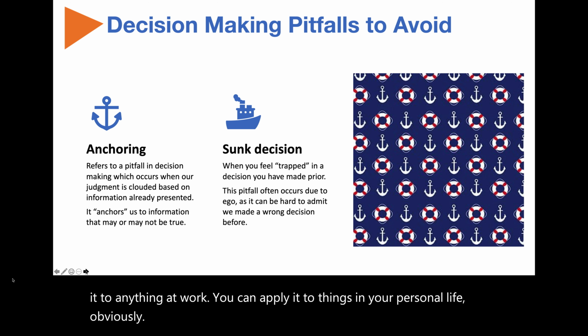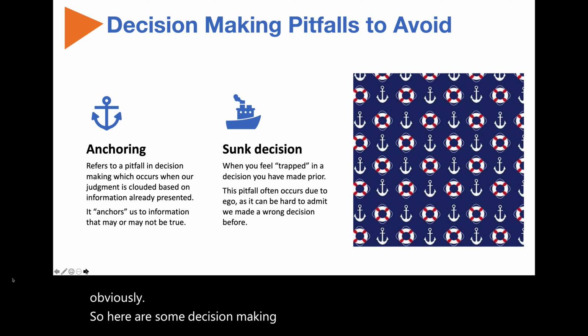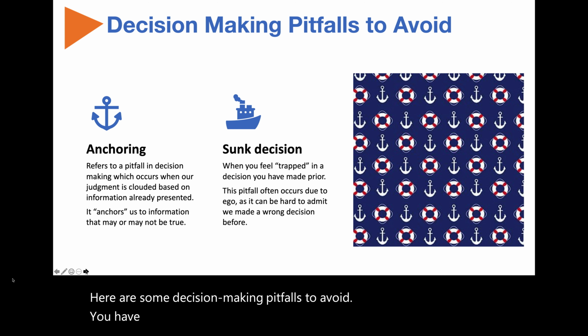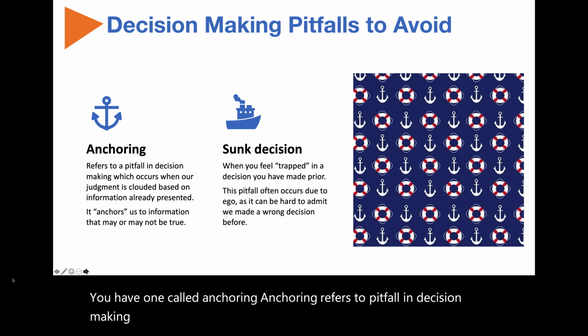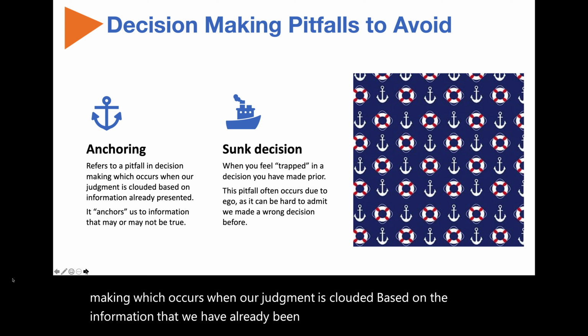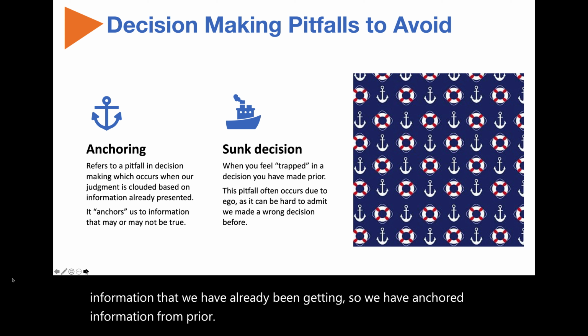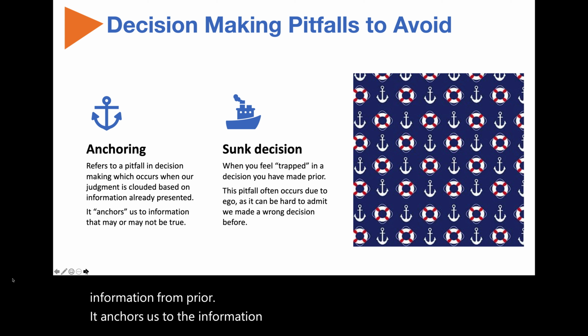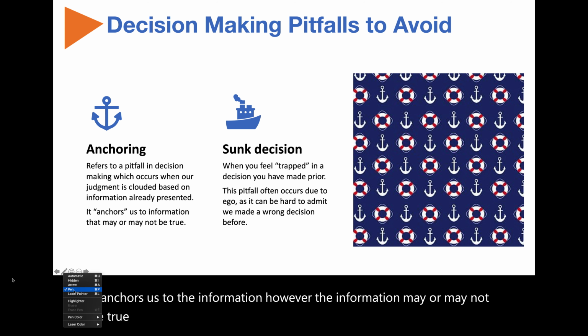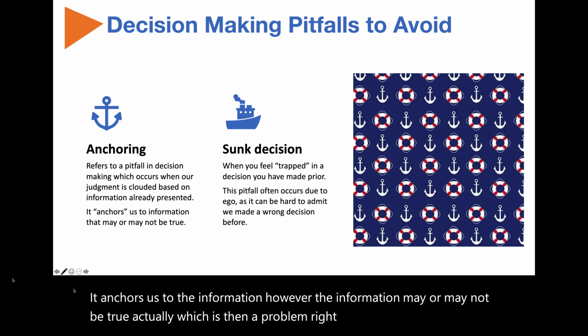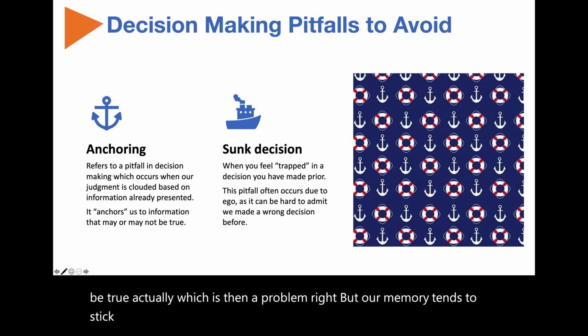So here are some decision-making pitfalls to avoid. You have one called anchoring. Anchoring refers to a pitfall in decision-making, which occurs when our judgment is clouded based on information that we have already been getting. So we have anchored information from prior. It anchors us to the information. However, the information may or may not be true, actually, which is then a problem, right? But our memory tends to stick on things we've already seen.